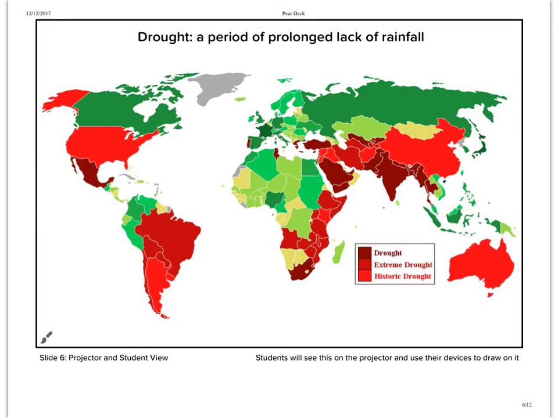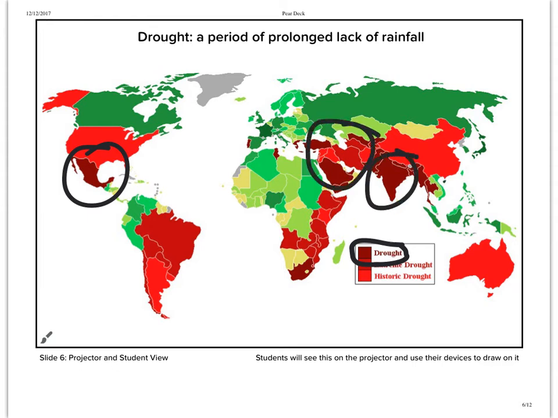So what this map is showing is by country the country's experience in terms of drought. If it's this dark, almost maroon, that means that country is experiencing a very intense and severe drought. So we see that with Mexico. We see that with a lot of countries in the Middle East, India, South Africa.